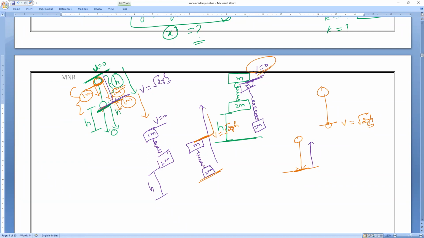From this point, it reaches the maximum height again. So what is the velocity? 0, sir. It is rebouncing. Understand what I am saying? At rebounding time, when it is coming down, the velocity is root 2gh. When it is going up, from this point, it will go with what velocity? Root over 2gh. But when it reaches the top, what is the final velocity?